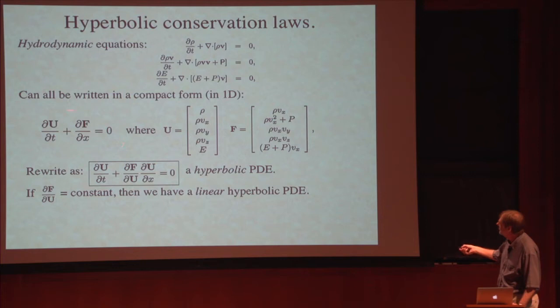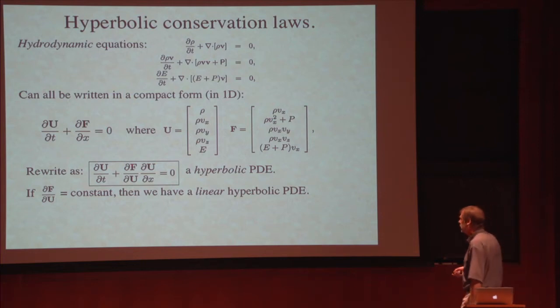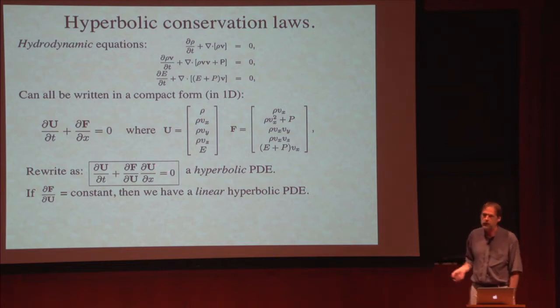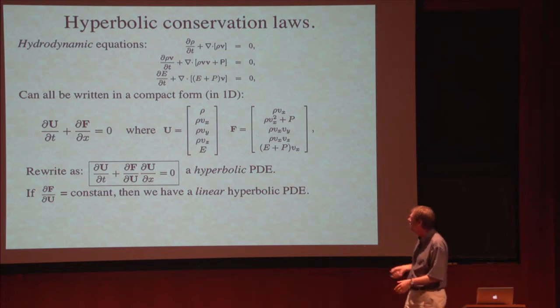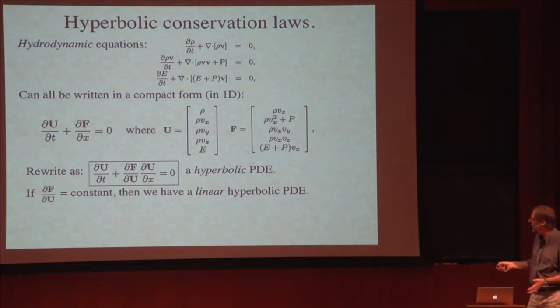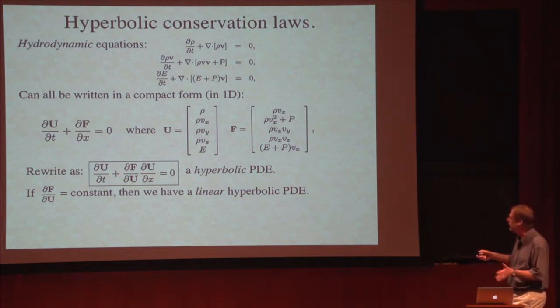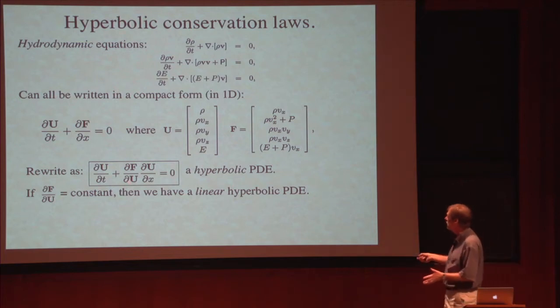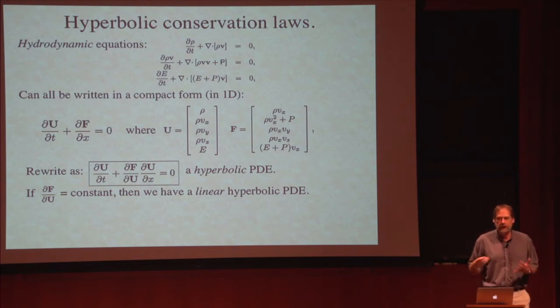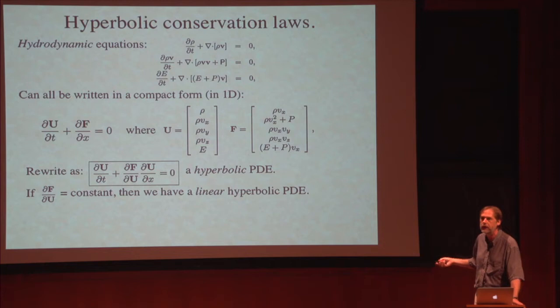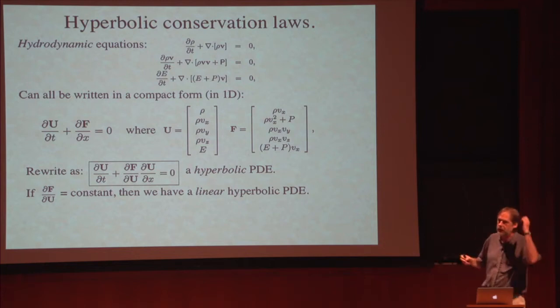And so then this equation can be just recast as du/dt plus df/du dx is 0 from the chain rule. And of course, any PDE which is first order in time and first order in space is a hyperbolic PDE. If df/du is a constant, this is a linear hyperbolic equation. If df/du depends on the solution u, this is a nonlinear equation. Of course, the full system of equations is nonlinear because these are the characteristic wave speeds, which depend on the solution u. So they're nonlinear, but it's useful to sometimes look at the linear equations to get started.